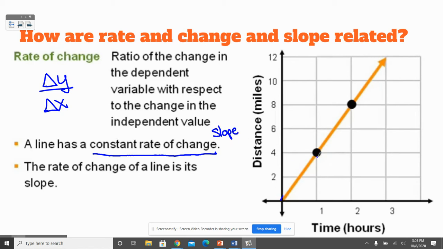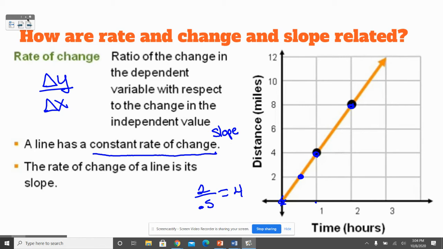Because it doesn't matter which points you pick when you're doing a rate of change, the change in y is 8 over 2. That would be 4. It doesn't matter if you pick those 2 points or if you pick these 2 points. This would be 4 over 1. Or if you picked this point here and this point here, which would be 2 over 0.5, because 2 divided by 0.5 would also be 4. Because it's a constant rate of change, we call that the slope of a line.